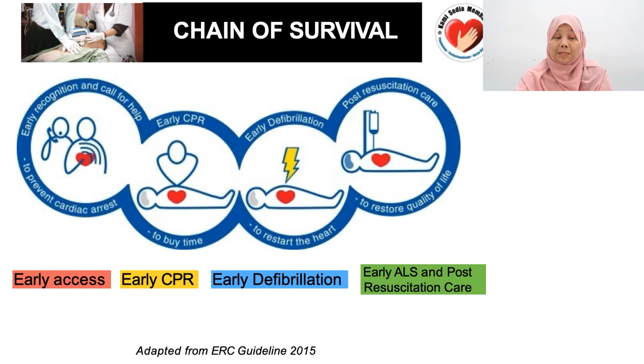The first one is early recognition and call for help. As we know, cardiac arrest occurs in 1/4 to 1/3 of patients with myocardial ischemia within the first hour of onset of chest pain. By recognizing the cardiac origin of chest pain and calling the emergency response services before a victim collapses, this enables rapid activation of the emergency response system.